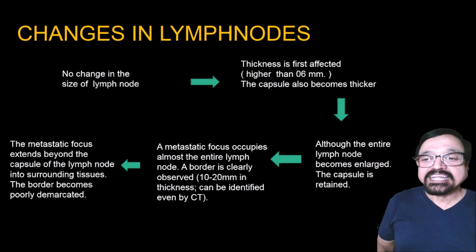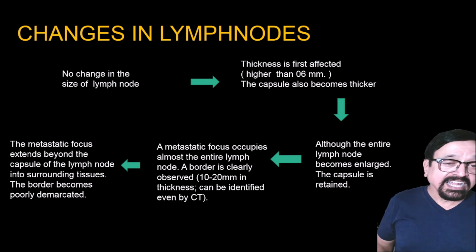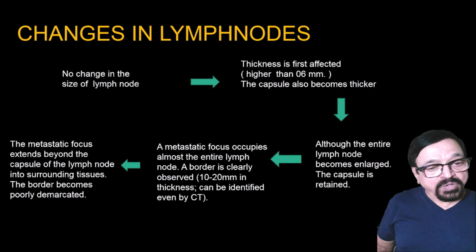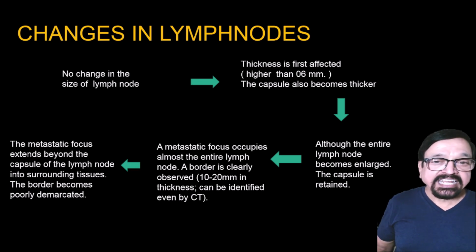Now what happens in the second stage? Although the entire lymph node becomes enlarged, the capsule is retained. Next, a metastatic focus occupies almost the entire lymph node. A border is clearly observed, 10 to 20 millimeter in thickness, and can be identified even by CT scan. And what is the last stage? The metastatic focus extends beyond the capsule of the lymph node into the surrounding tissues. The border becomes poorly demarcated. So that is 100% a malignant node.